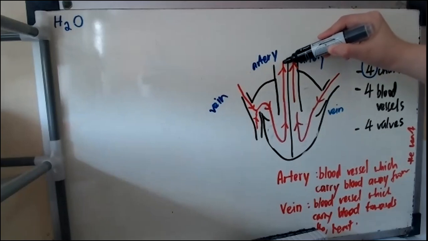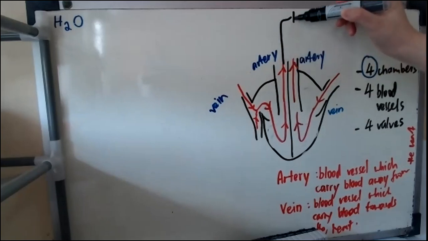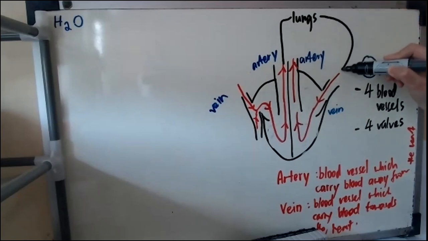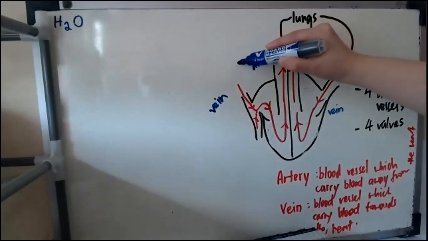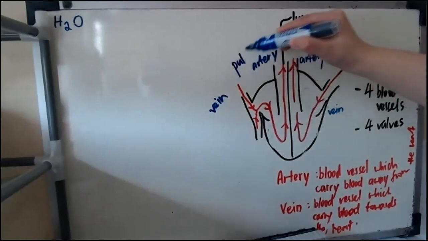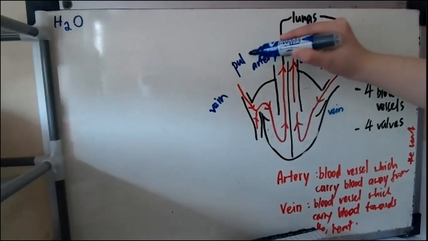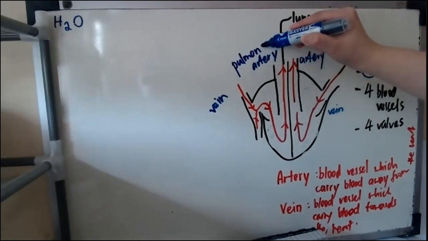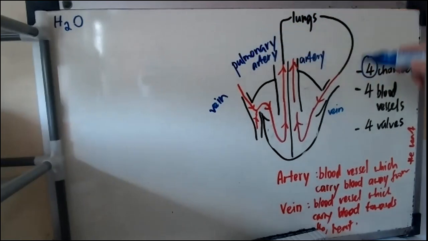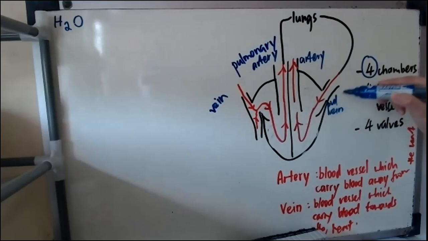This one flows towards the lungs and then flows back from the lungs. So anything that links to the lungs, we have a special name for it. The Latin name for lungs is pulmonary. So since this artery is linked to the lungs, we put it as pulmonary artery. And this one we name it as pulmonary vein.